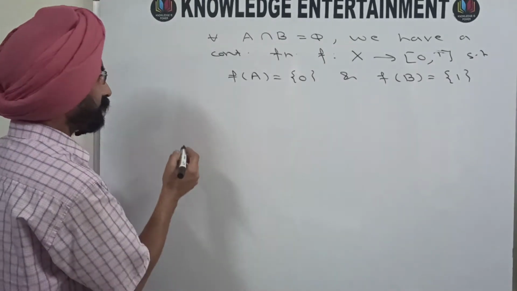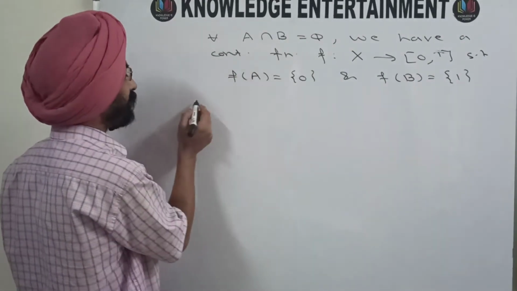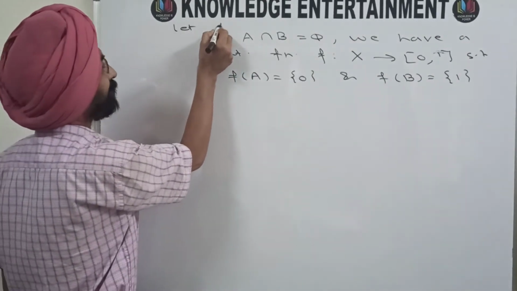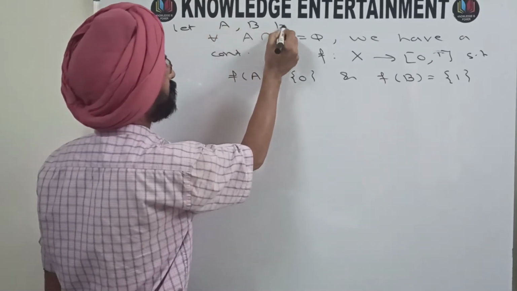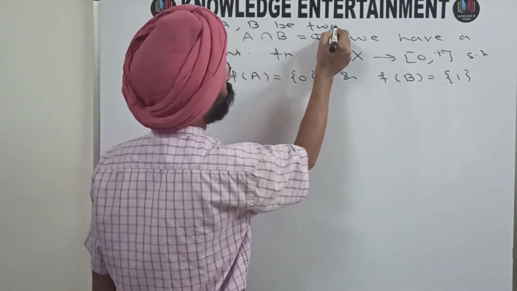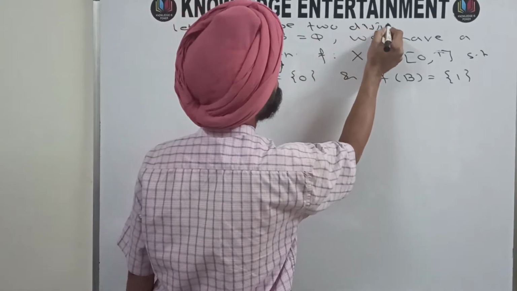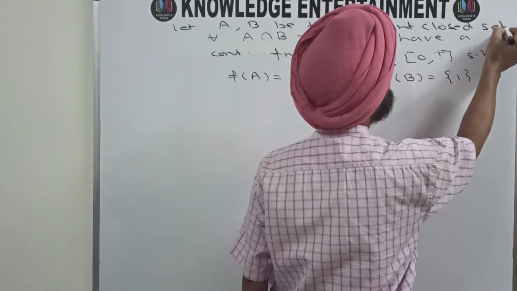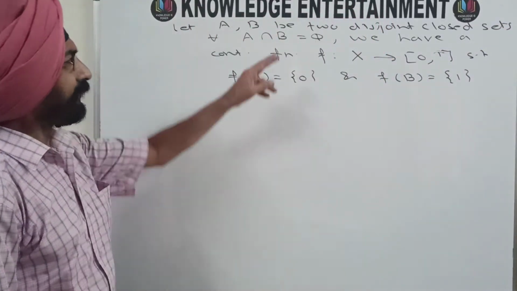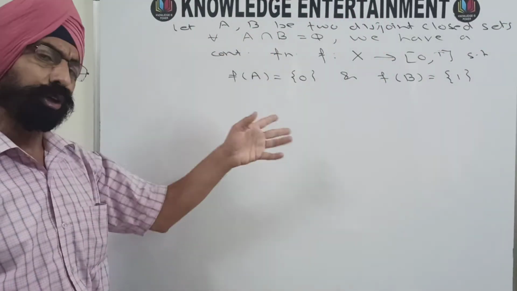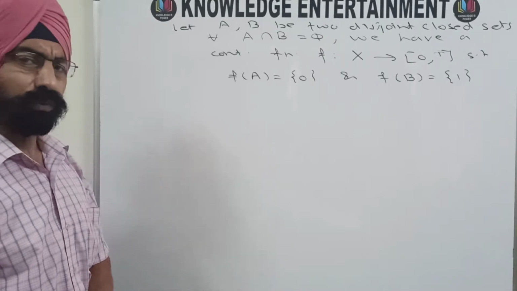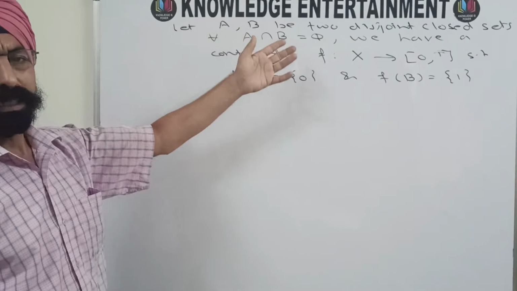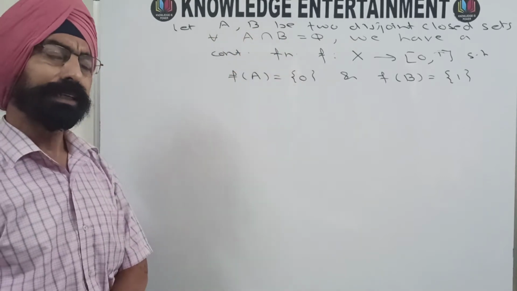So for the normality, we'll start with two closed sets. Let A, B be two disjoint closed sets. This condition is already there because it is given. Now we have to find two open sets containing A and B, and the two open sets must be disjoint.